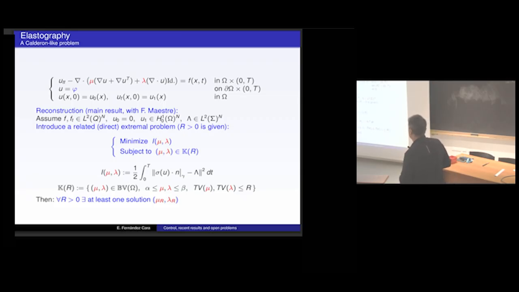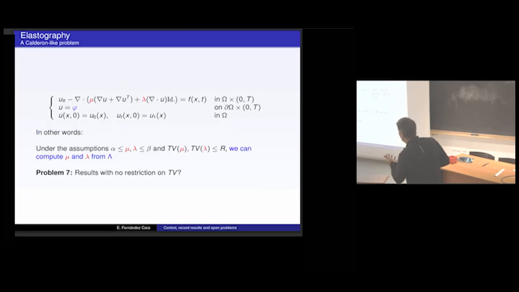This is the first thing that I want to say: once we restrict mu and lambda to this condition, this problem has a solution. And then we have been able to construct the solutions mu and lambda, as I am going to show in a moment.